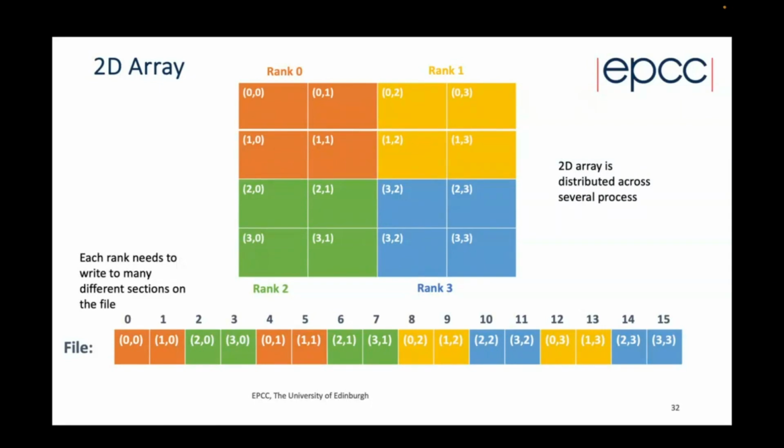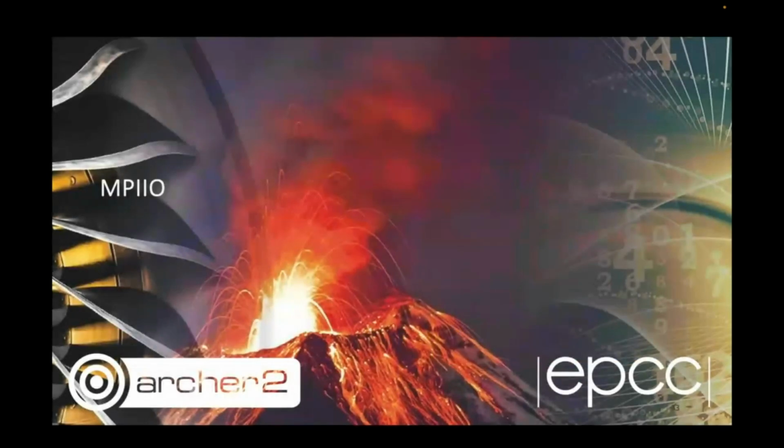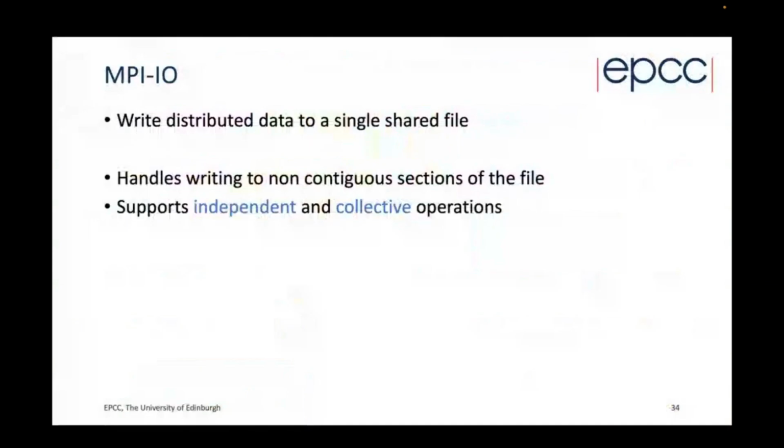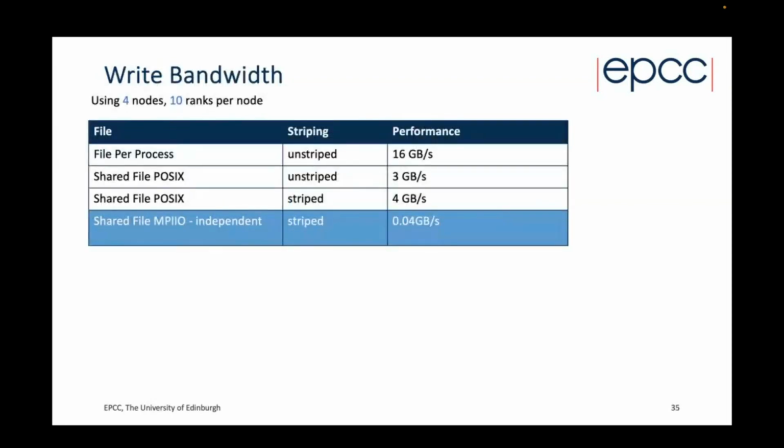It's much better doing sequential, continuous reads of large chunks of the file, not many small operations scattered through the file. So to simplify, and to improve performance, we can use MPI, in particular MPI-IO. This allows you to write the data to a single shared file, and it allows a processor to write to non-contiguous sections of the file. It has 2 modes: an independent operation and a collective one.